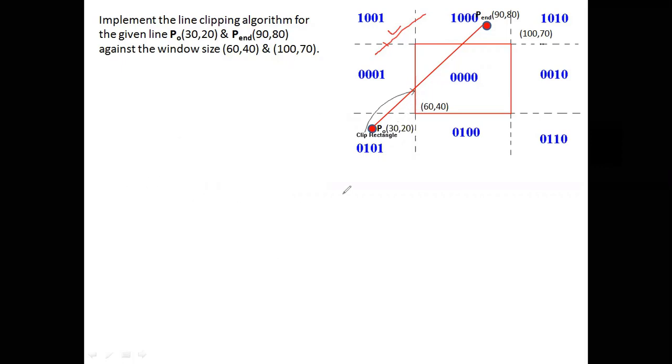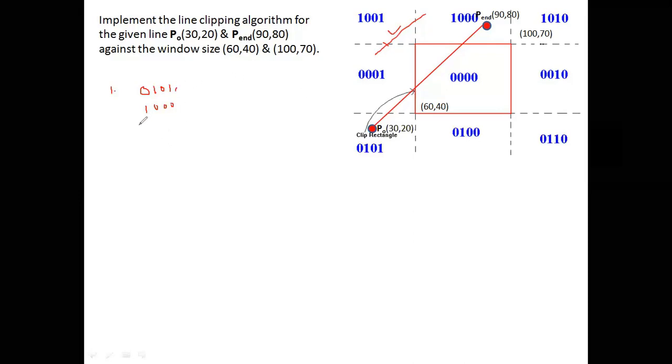Let's do it. First, assign the outcodes. The codes assigned are 0101 and 1000. How are the outcodes assigned? By checking the inequalities of x min and x max with x and y, likewise x2 and y2 with x max and y max. By checking the inequalities, this point lies below x min as well as y min, so this point will lie over here in this intersection. So the outcode is assigned.